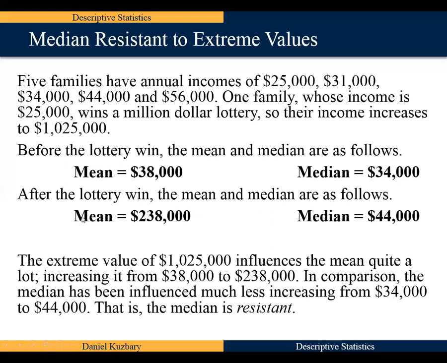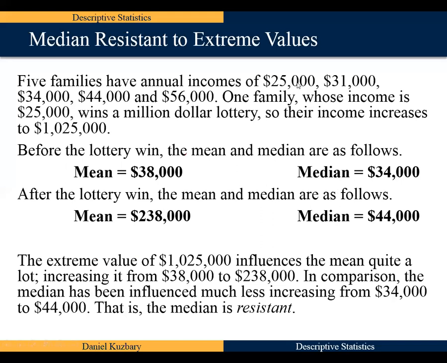Now, do you think this number does a really good job of describing what's going on in this sample? Not necessarily, because four of these families make a lot less than this, and one of these families makes a lot more than this. I don't think this number is terribly helpful. And I know that because I'm looking at the data and the mean and making that kind of decision. But now notice what happened with the median.